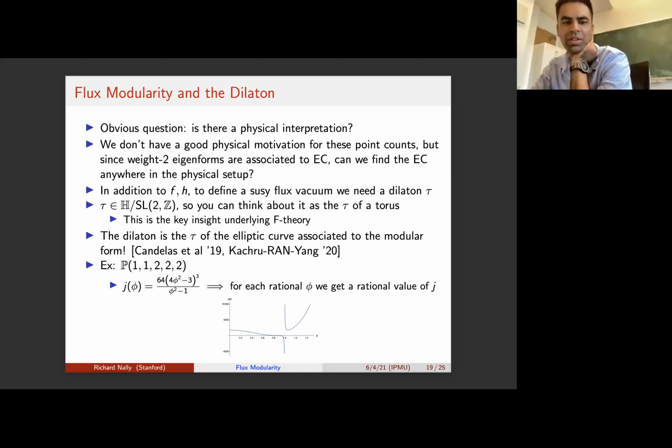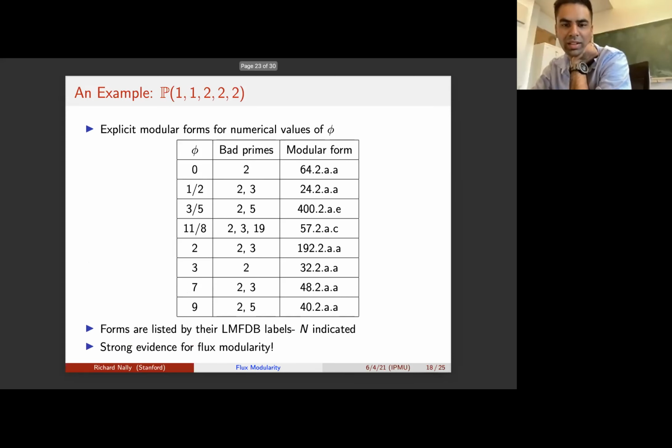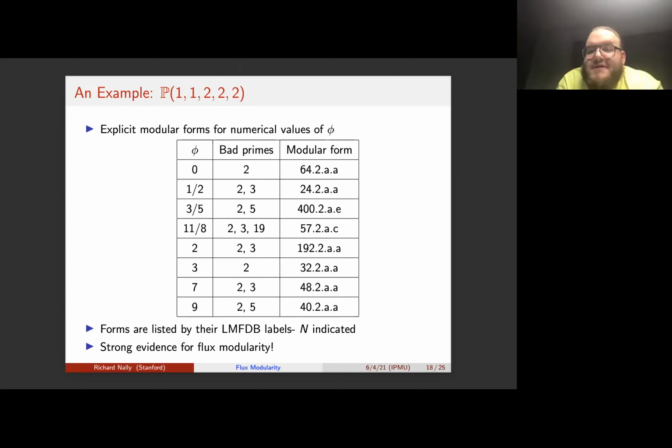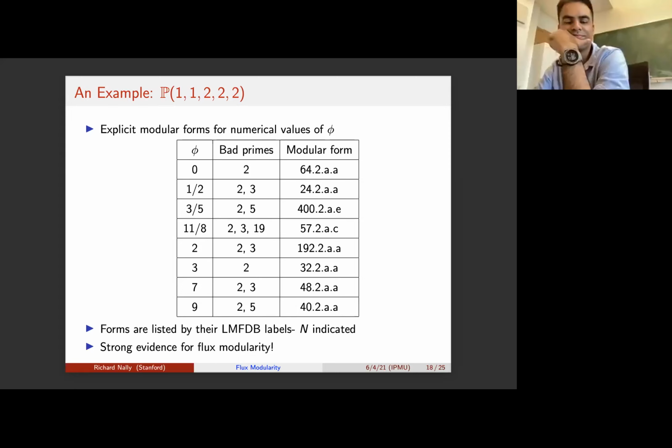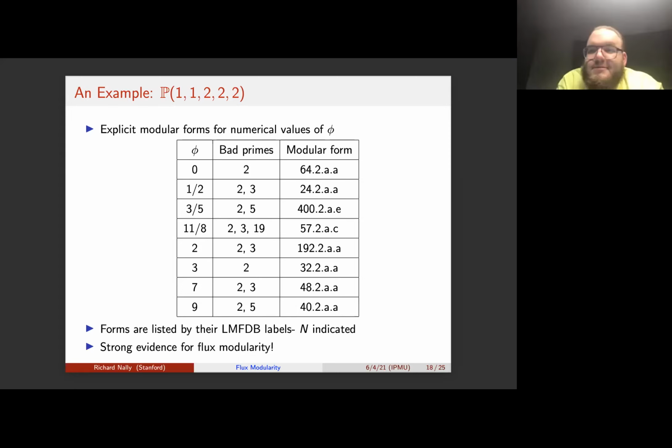Sorry, yeah. Can you maybe just scroll back to the LMFDB labels real quick? Okay, thanks. Yeah, so you can go into LMFDB, type in this label, and it'll give you the AP. It won't quite be the AP for the threefold. It will be the AP for the elliptic curve, but the AP of the threefold is a little more complicated.